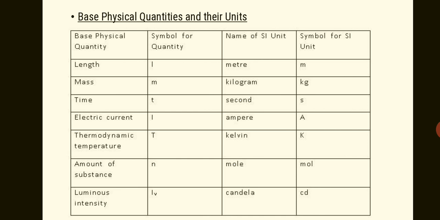Now luminous intensity. In Hindi it is also called prakash ki teevrata or jyoti ki teevrata. The symbol for the quantity is Iv and the SI unit is candela, and in short it is written as cd.